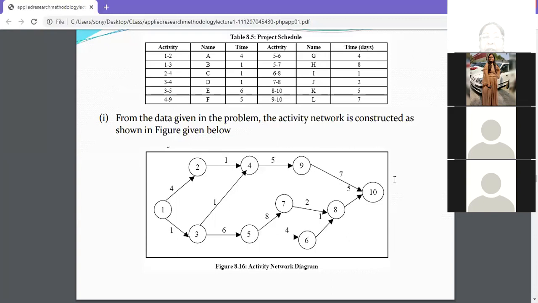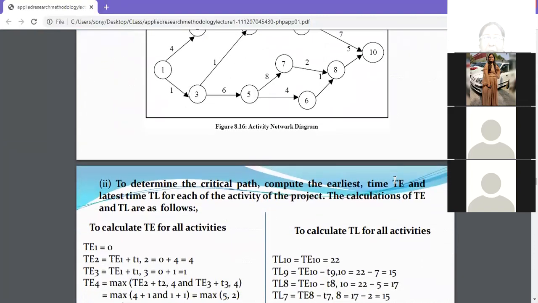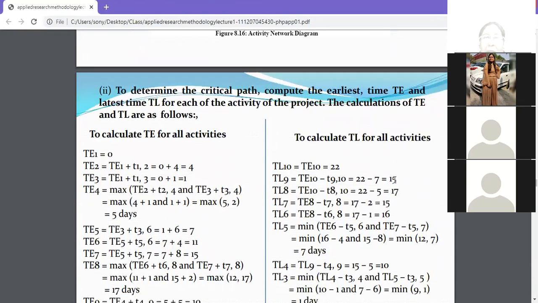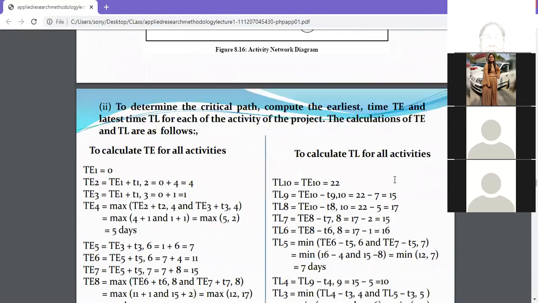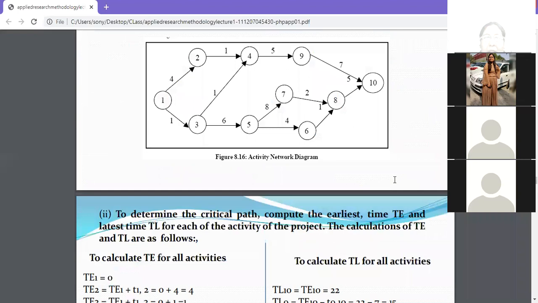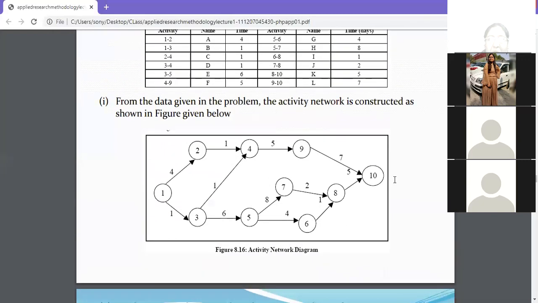Okay, so let's start the earliest finish and earliest start time to determine the critical path. See, all of you would have drawn it on paper, so I'm moving on. Yes, ma'am. Done. G4.